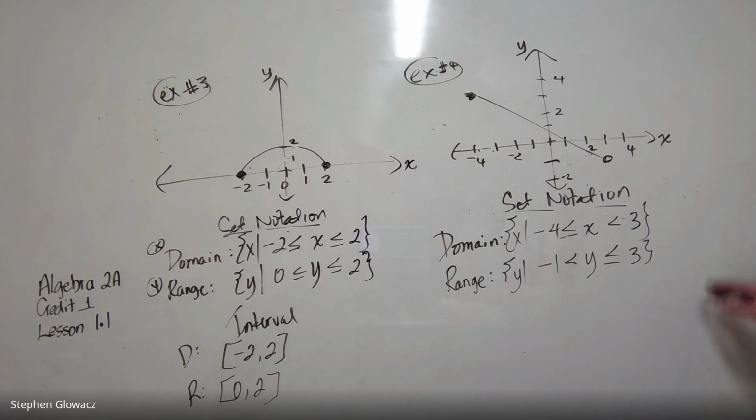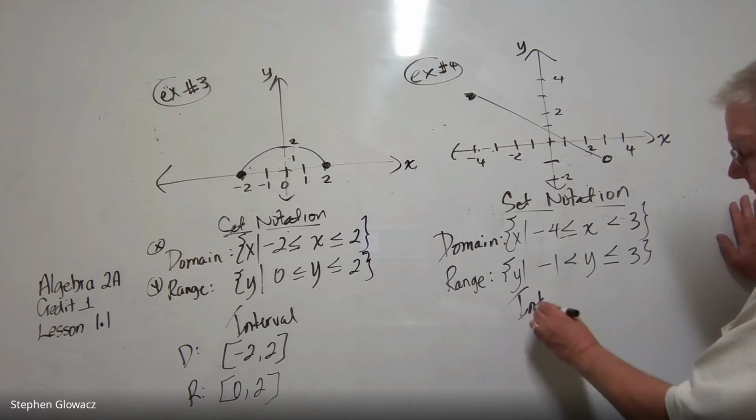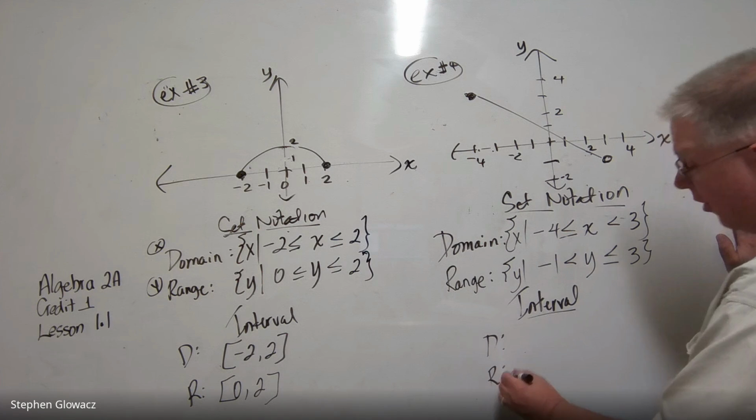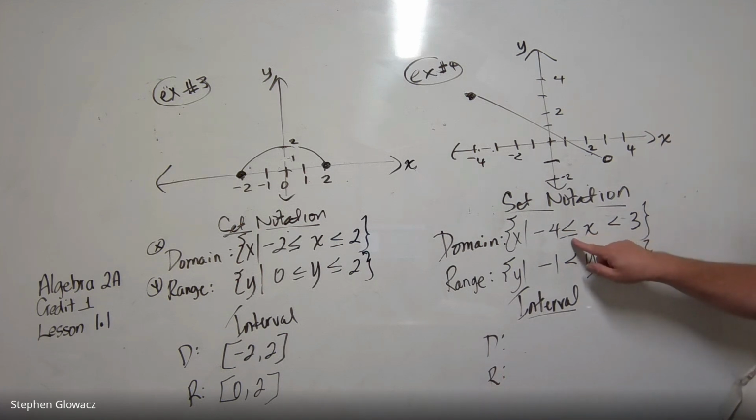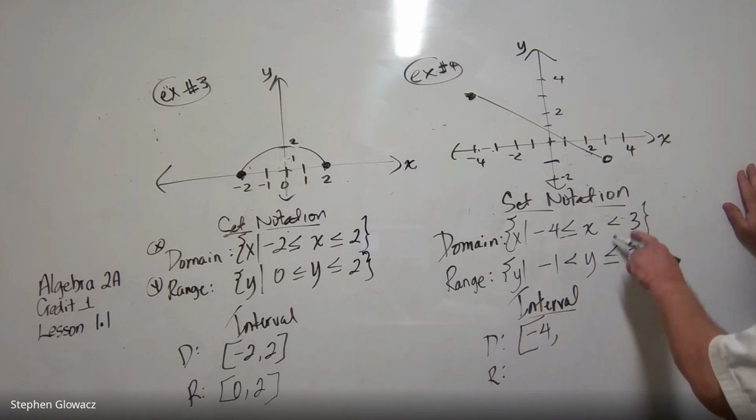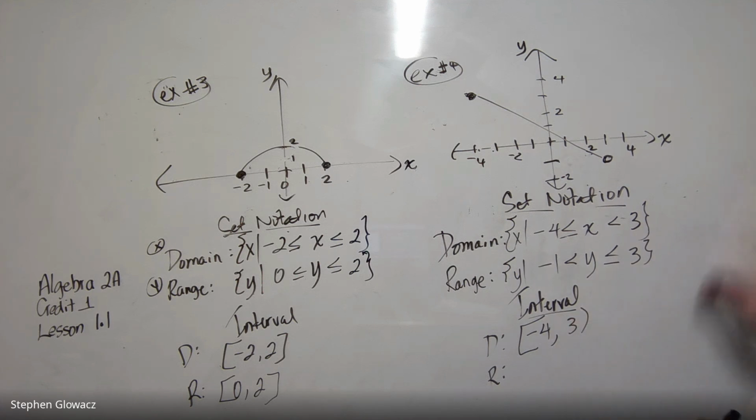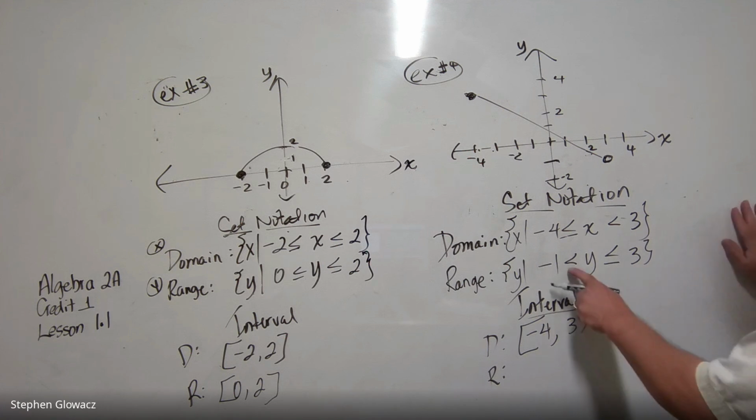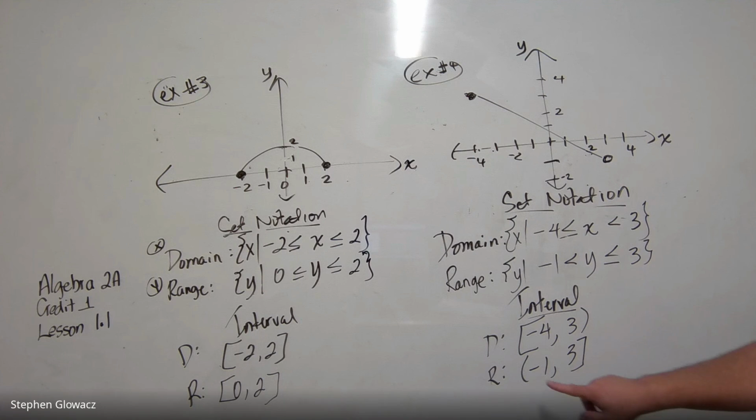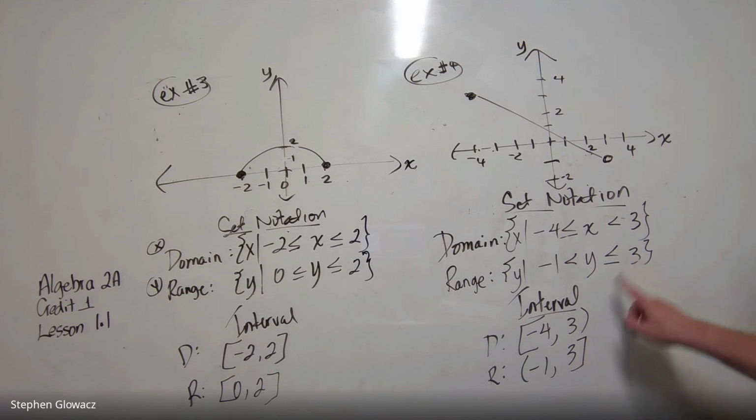All right, now writing this in interval notation. Now it sounds like a lot, but we're almost done. And we'll just use D for domain, R for range. So we are including -4, so we have the bracket, but we're not including 3, so we have a parentheses here. And then for the range, we are not including -1, and we are including +3. So we will have a bracket there. So parentheses, -1, and then 3 with the bracket, because again, we're including 3, but not including -1.